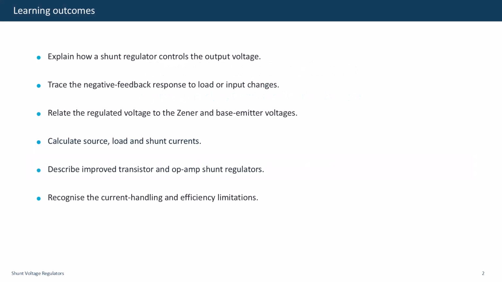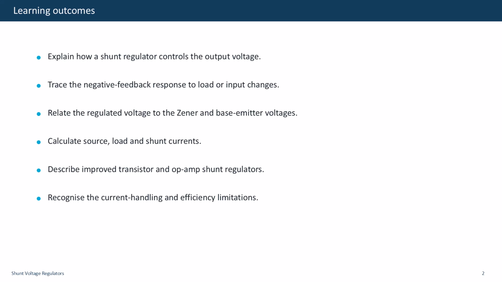By the end of the lesson, you should be able to explain the operating principle of a shunt voltage regulator and identify the functions of its sampling, comparator, reference and control sections. You should also be able to describe how negative feedback responds when the output voltage rises or falls.